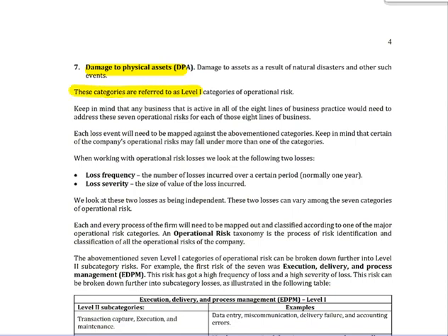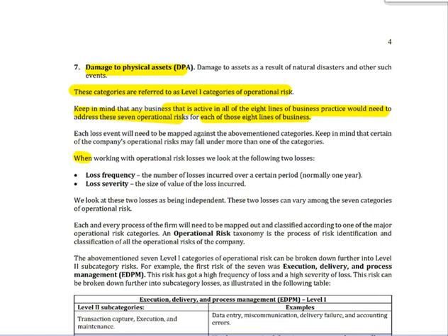These categories are what we call level 1 categories of op risk. It's always important that we've got these 7 categories, but that every business that we have is active in all 8 lines of business practice. So in truth, if we're looking at a complete picture of op risk, we need to address these 7 op risks for each and every one of the 8 lines of our business.